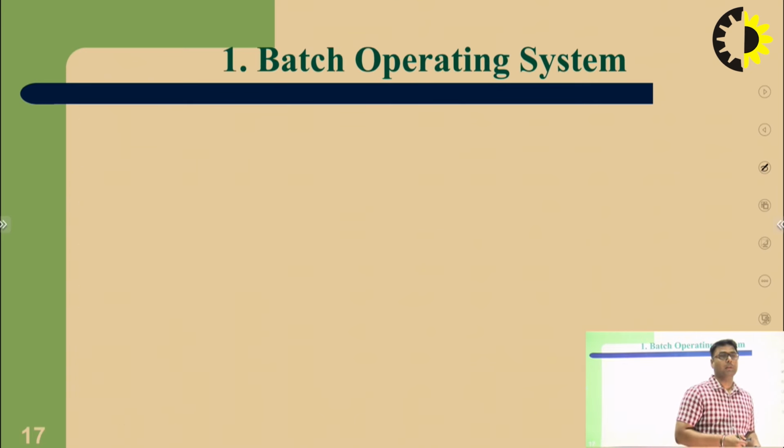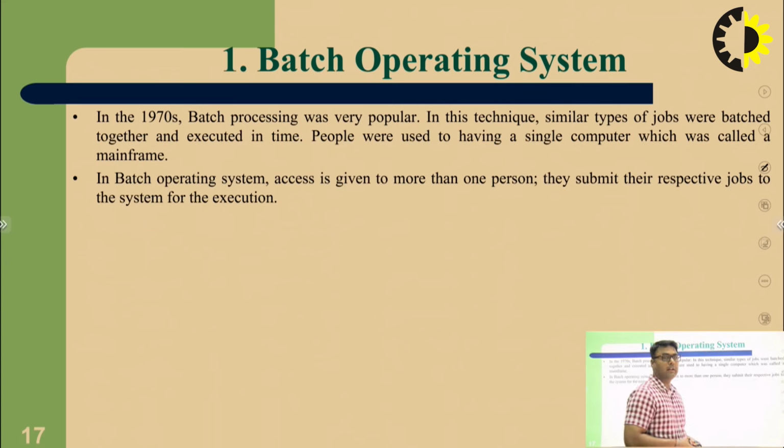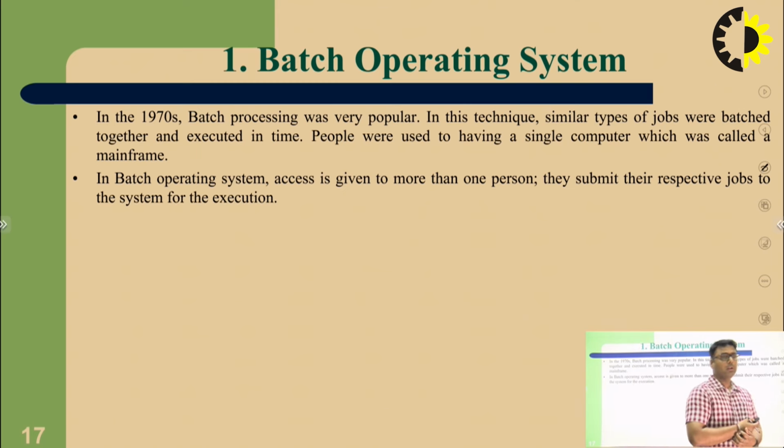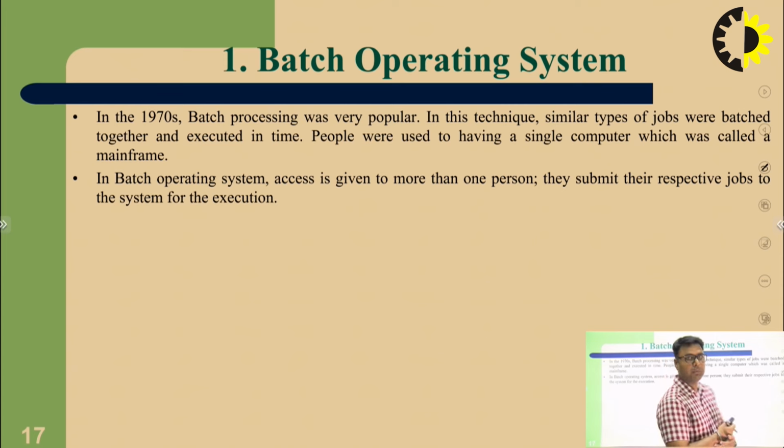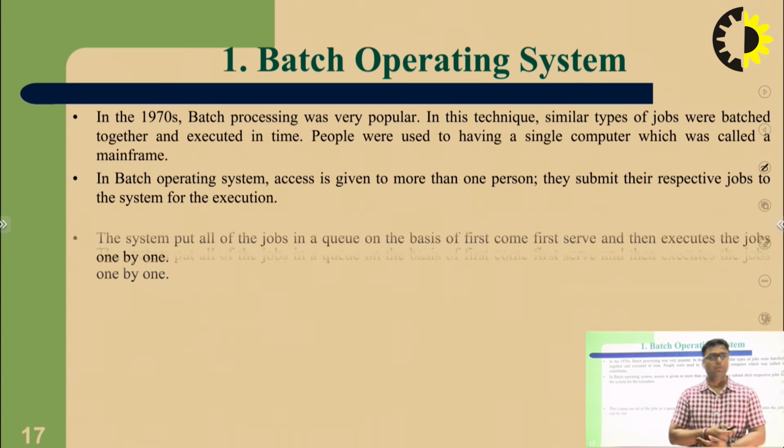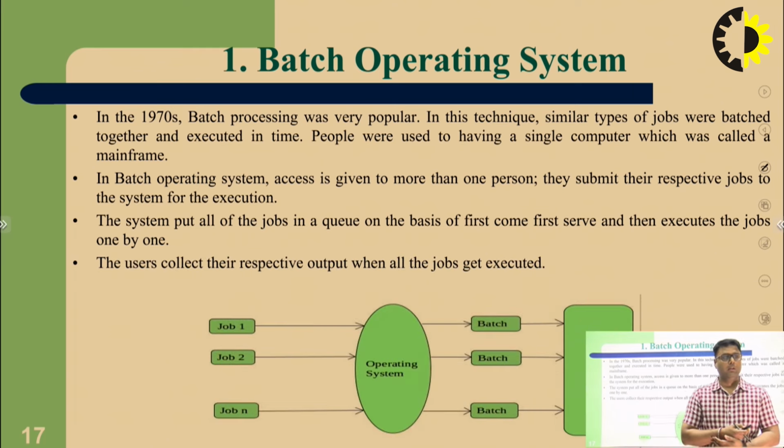In the 1970s, batch processing was very popular. Similar types of jobs were batched together and executed at the same time. People were used to having a single computer, called a mainframe. The batch operating system was given to more than one person, and they submitted their respective jobs to the system for execution.